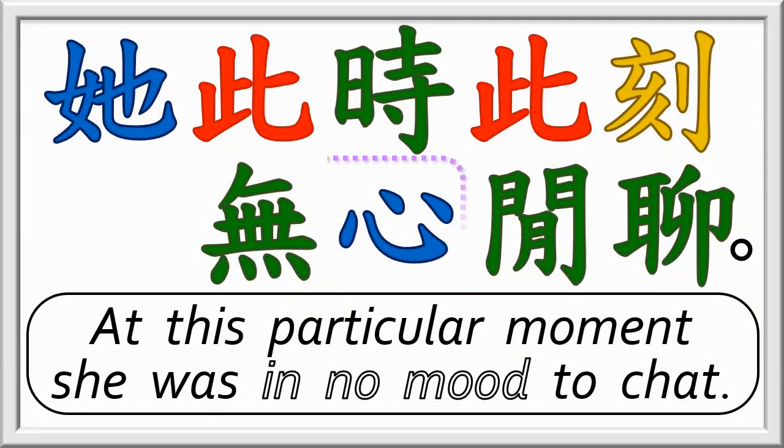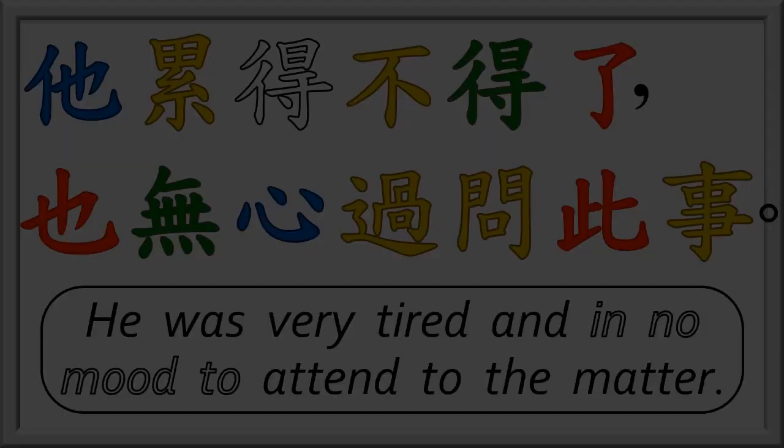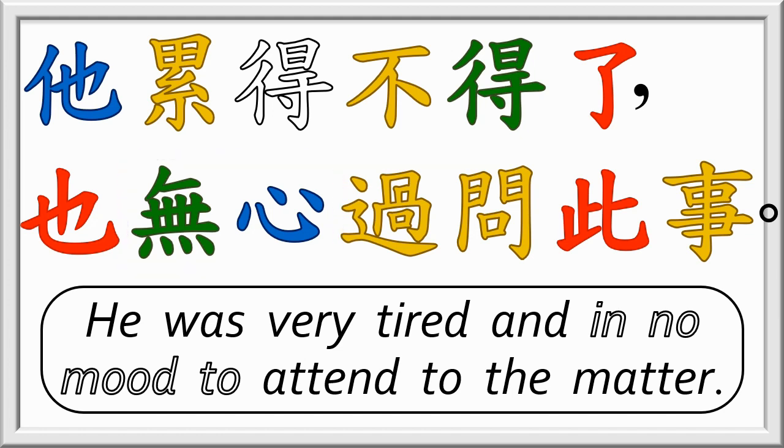无心 shouldn't require much explanation. Without heart could mean either something unintentional or a person not being in the mood to do something. 他此时此刻无心闲聊. At this particular moment, she was in no mood to chat. 我心乱如麻，无心把书念完. I was so confused and had no desire to finish the book. 他累得不得了，也无心过问此事. He was very tired and in no mood to attend to the matter.